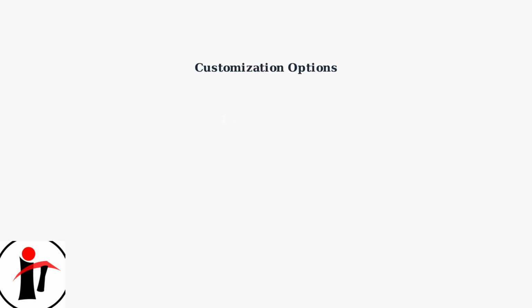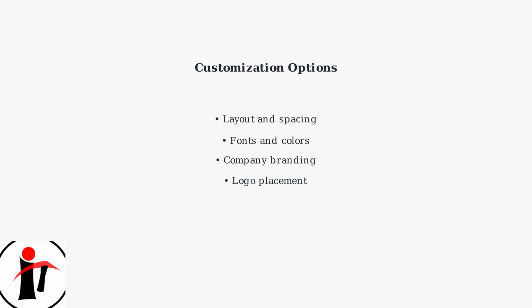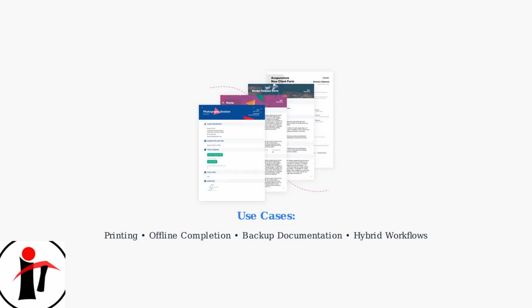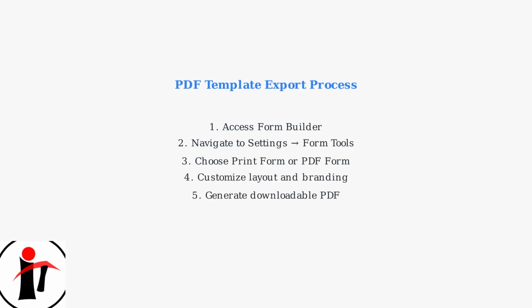formatting. Before generating your PDF, you can customize the layout and add your branding. This includes adjusting fonts, colors, logos, and overall formatting to match your organization's style. These PDF templates serve multiple purposes: printing for offline completion, creating backup documentation, supporting hybrid workflows, and maintaining consistent branding across all your forms. By following these steps, you can easily convert any JotForm into a professional PDF template, maintaining the original design while enabling offline use and documentation purposes.